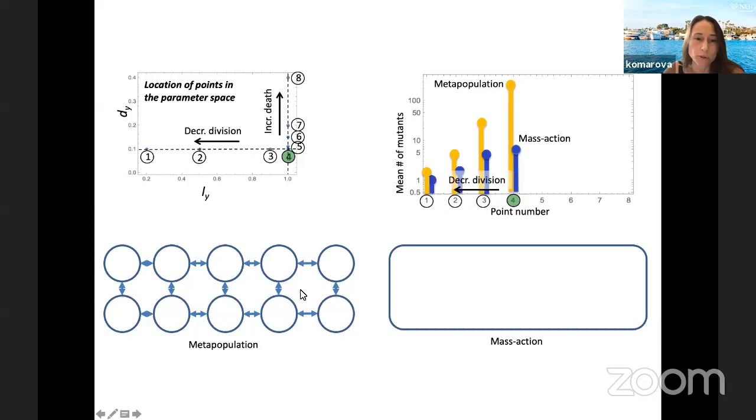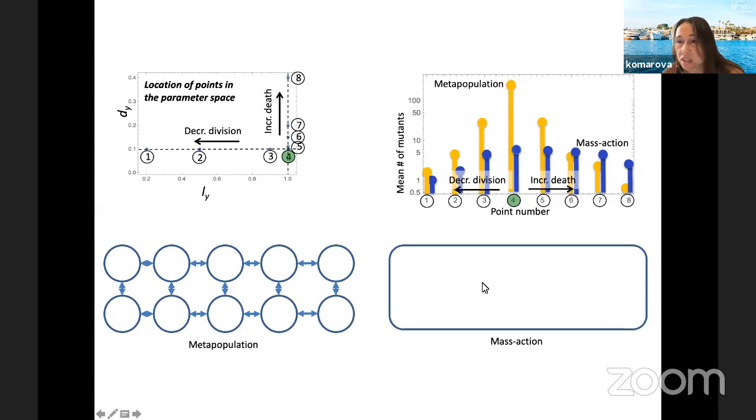Now, if we look at this type of mutation with decreased divisions, we can see that in the spatial, or in this metapopulation model, we have more mutants, and that's not surprising. Now we look at these mutants, and there are more mutants in mass action. So the same weird result holds when we solve ODEs in an island model.